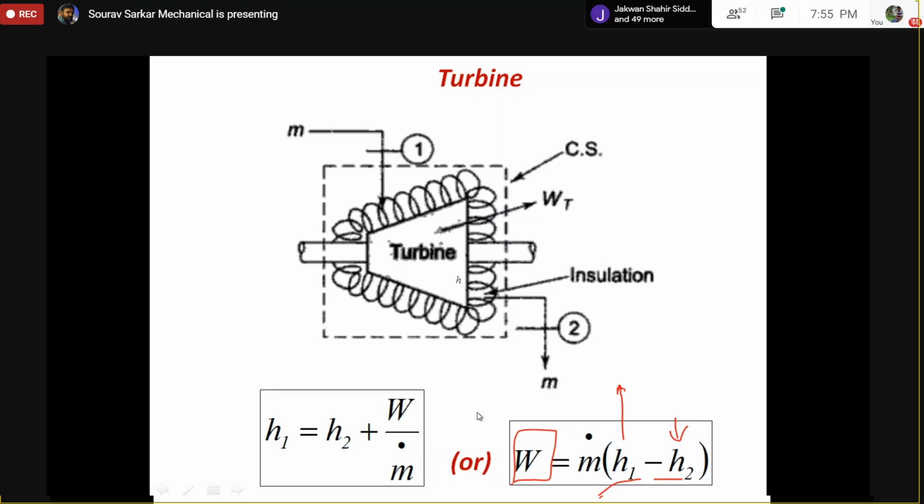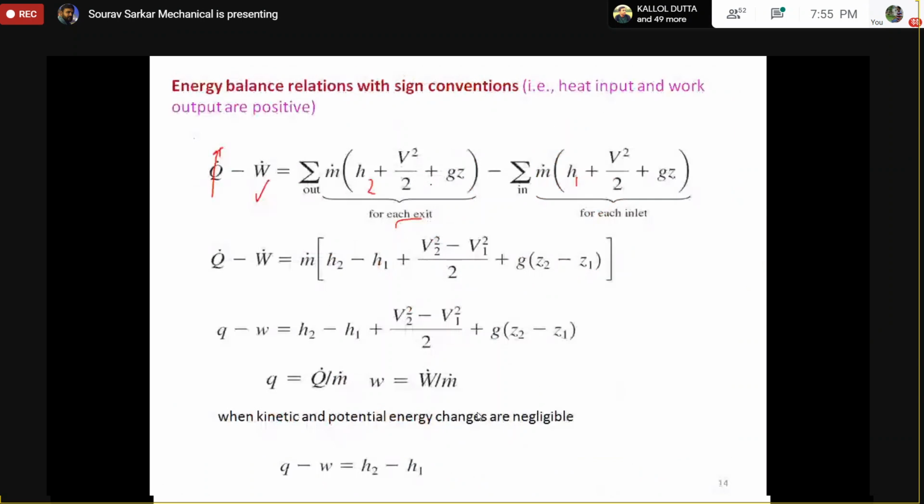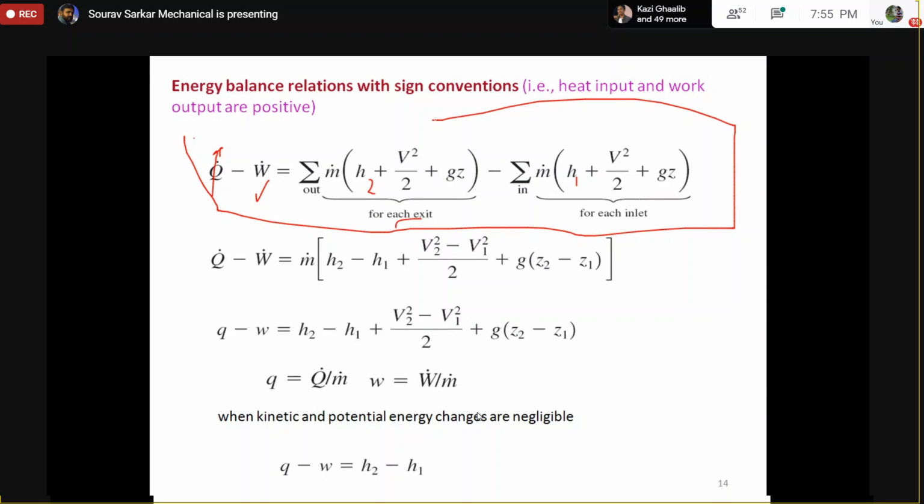So whatever device you consider, you can simply use the steady flow energy equation, and based on the device, if it is a nozzle, in that case Q and W both become zero. If it is a turbine, W is positive as output. If it is a compressor, then this will be negative, negative becomes positive. So this is the same equation that you can apply for any kind of steady flow device.